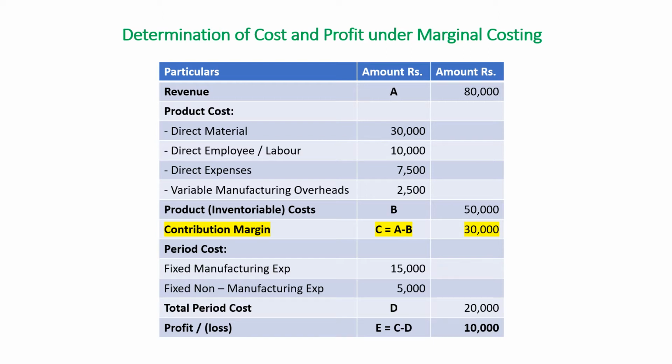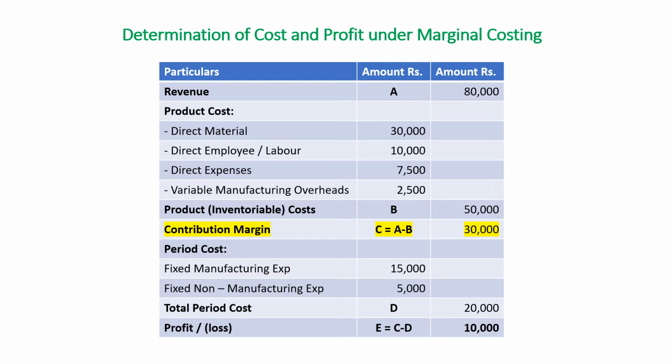See, if you remember the marginal cost formula, marginal cost is equal to direct cost or prime cost plus variable overheads. That is what we said marginal cost. Here also the inventorable cost means nothing but marginal cost, because under marginal costing, costs and inventories are valued at direct expenses plus variable overheads.